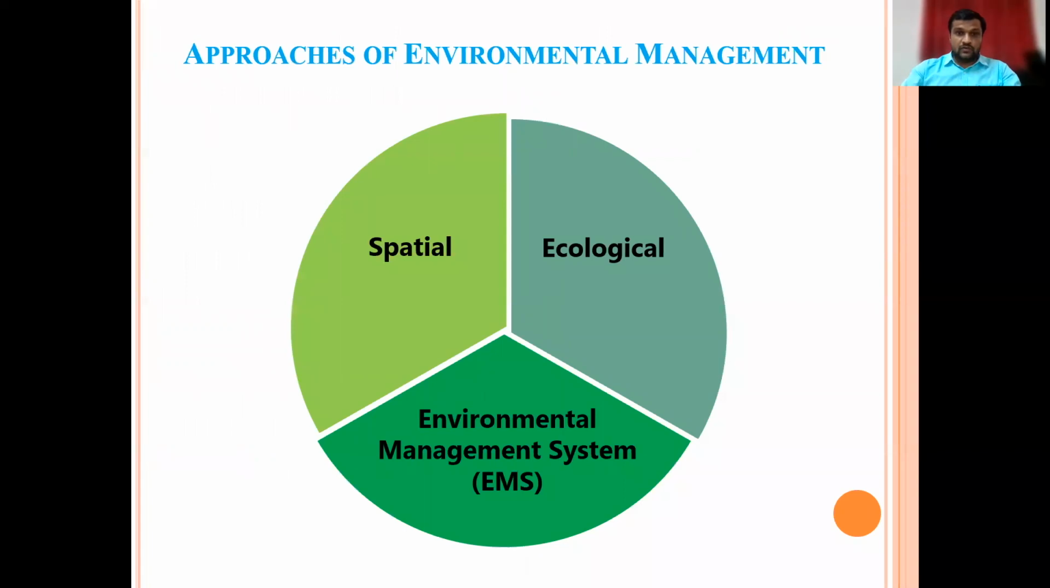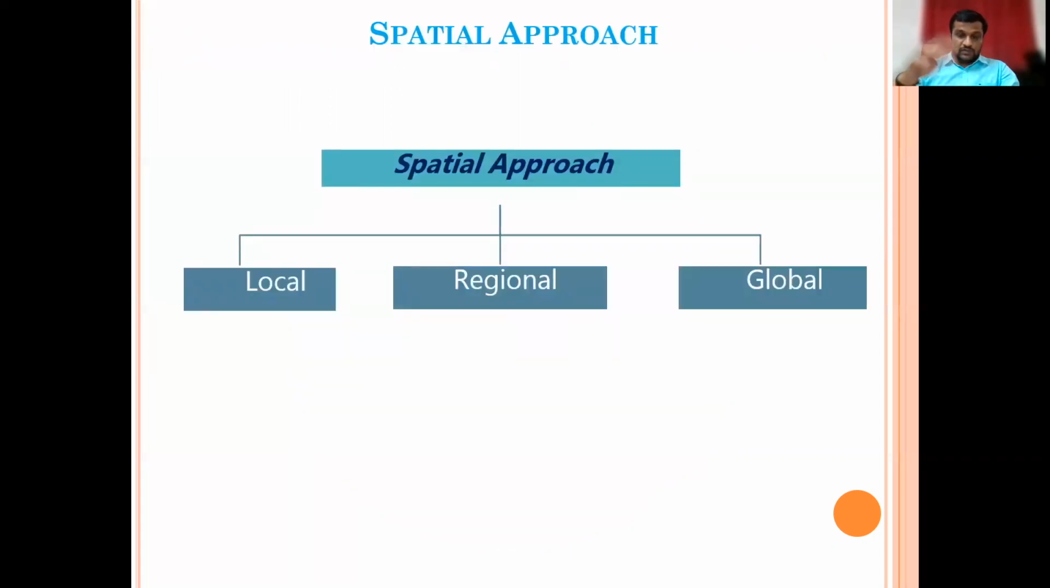Okay, so for environmental management, we should have different approaches. We have the spatial approach, the ecological approach, and the environmental management system, EMS. These three approaches combined can be used for environmental management. I am going to discuss them one by one, starting with the spatial approach. The spatial approach can be applied at different scales. It can be applied on a local scale, a regional scale, and a global scale. Depending on the need and the requirement, we can apply a spatial approach for environmental management at the local level, the regional level, and the global level.